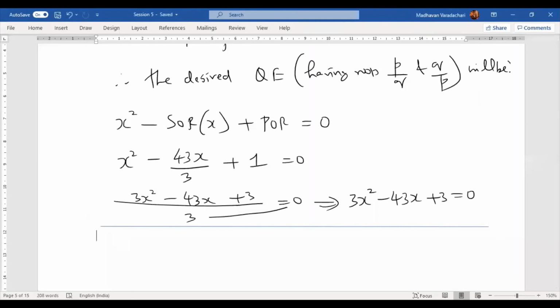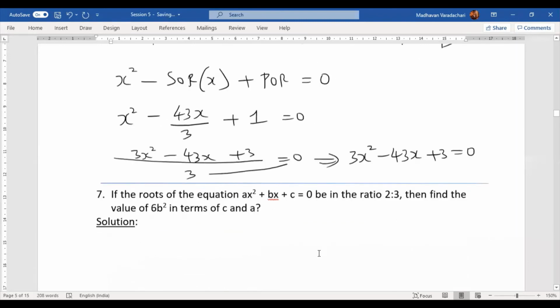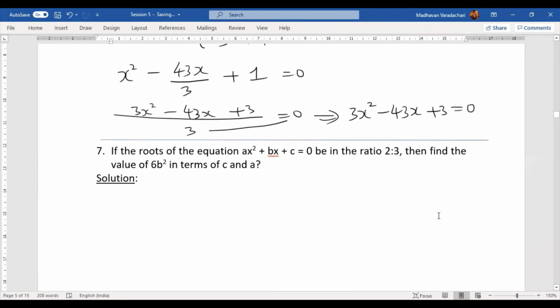Now let me move on to the next question. The question says, if the roots of the equation ax square plus bx plus c equal to 0 be in the ratio 2 is to 3, then find the value of 6 times b square in terms of c plus a. What do you mean by in terms of? I need to express 6 times b square equal to something which will have c and a. What is that something which will have c and a? We need to see.